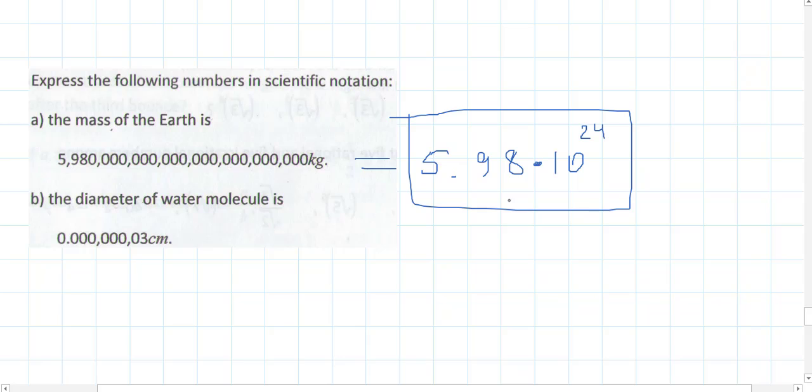And here we also have the next one. The diameter of a water molecule is equal to, if you want to write it in scientific notation, 3 times 10. 1, 2, 3, 4, 5, 6, 7, and 8. We have minus 8. 3 times 10 to the minus 8.